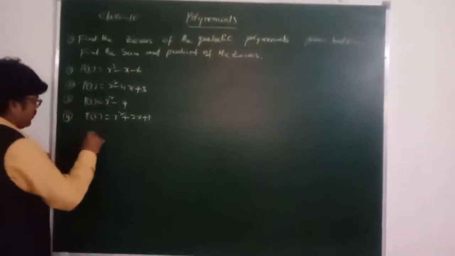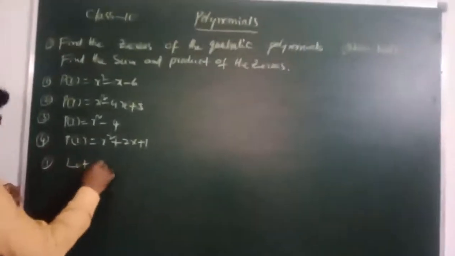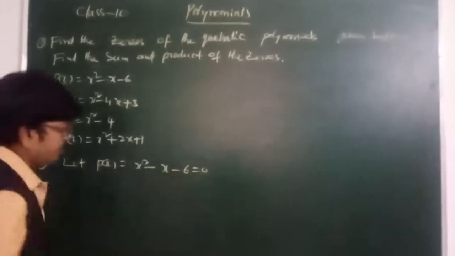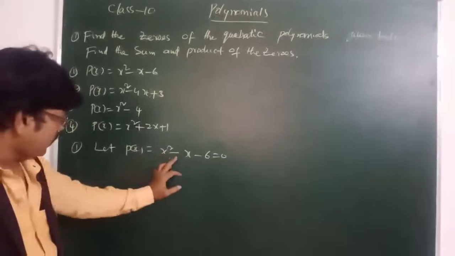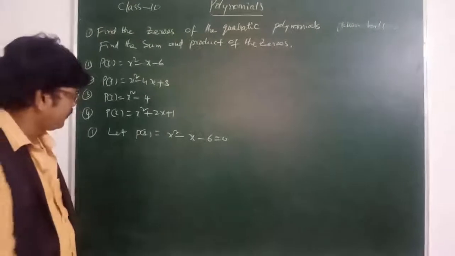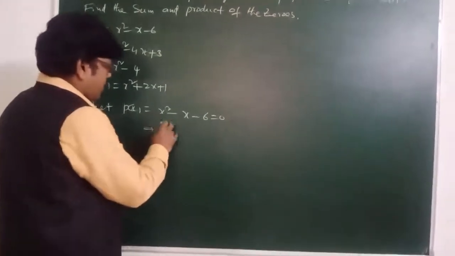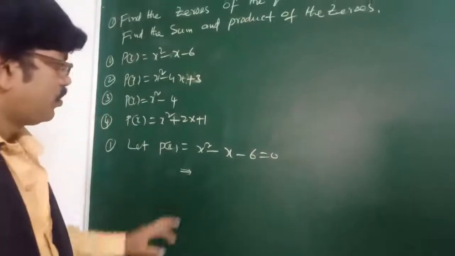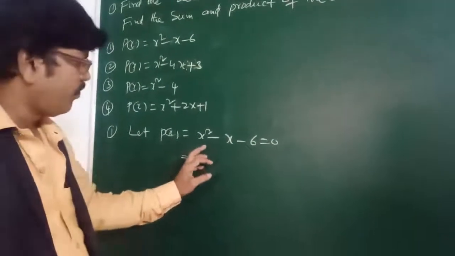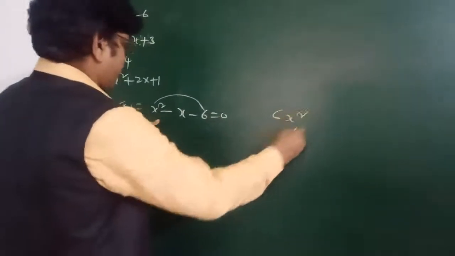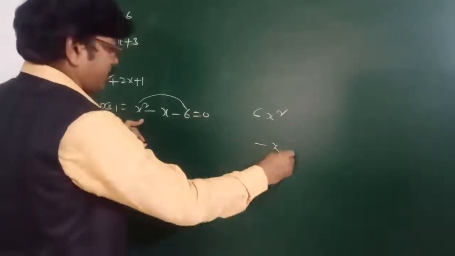Okay. Now let P of x equal to x square minus x minus 6 equal to 0. Now solve this. Here x square minus x minus 6. To solve, first multiply this 1 with minus 6, that is minus 6x square.